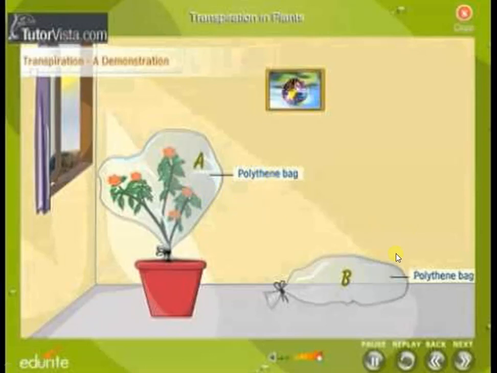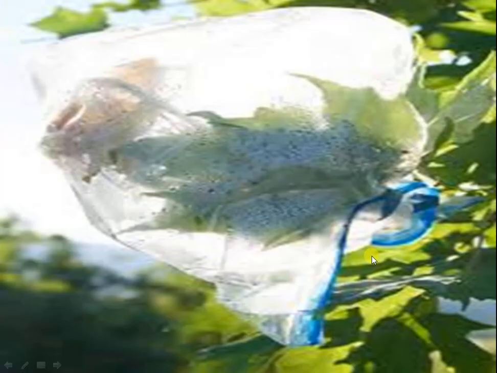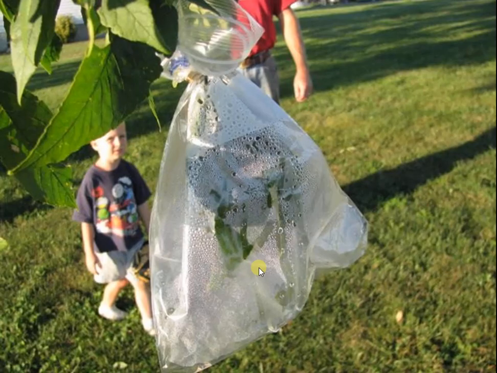Take another polythene bag of the same size and tie up its mouth without keeping any plant. Keep both the polythene bags in the sun. After a few hours, observe the inner surface of the bags. What do you see? Are there any droplets of water in any of the bags? Which bag has droplets? How do you think they are formed there?